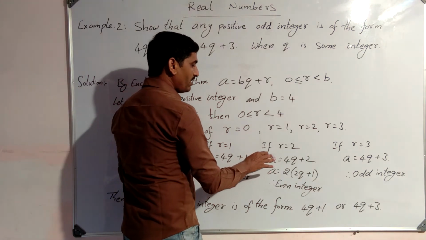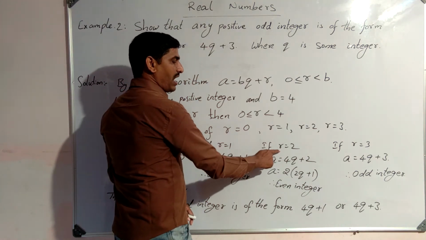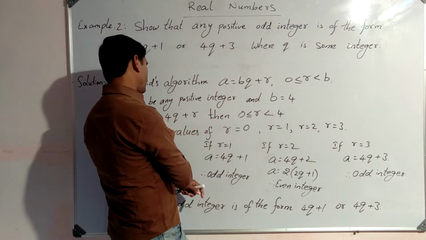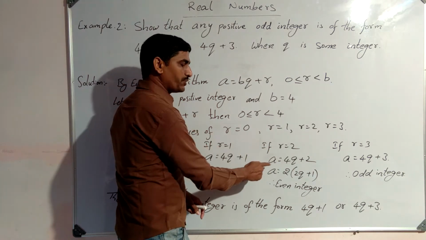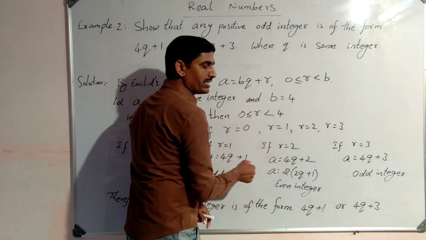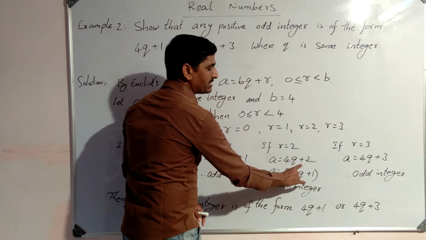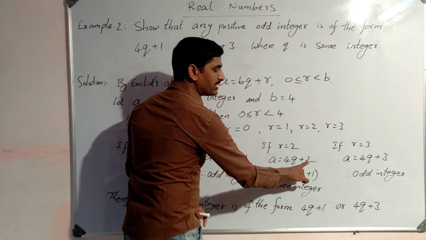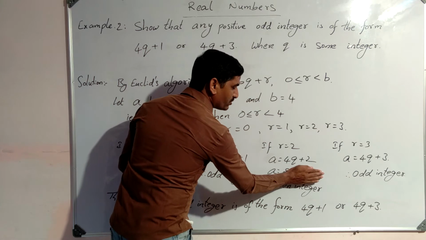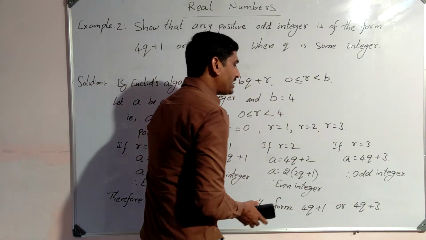Now, r equals 2. If r equals 2, what is happening? a is equal to 4q plus r, and in the place of r, 2. Now, 2 is common in these two terms. By taking 2 common, 2 twos are 4, q is as it is, plus 2 ones are 2. So a is 2 into something, and 2 into something is always an even integer.